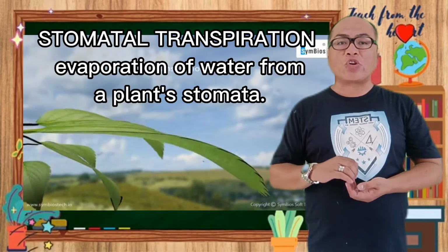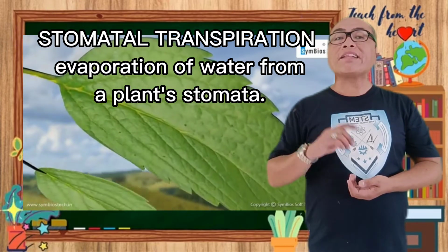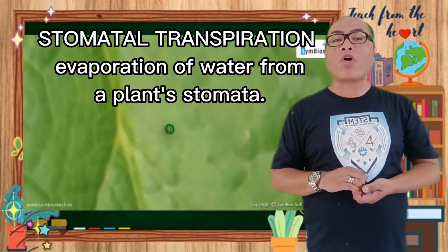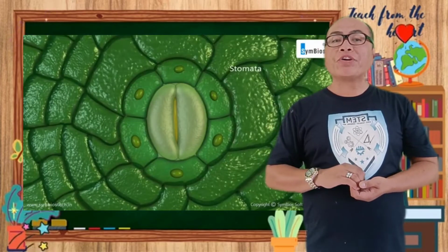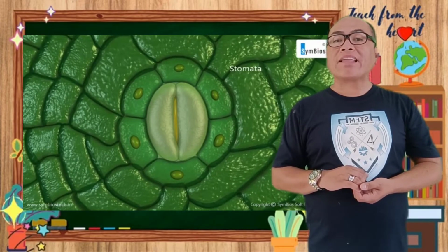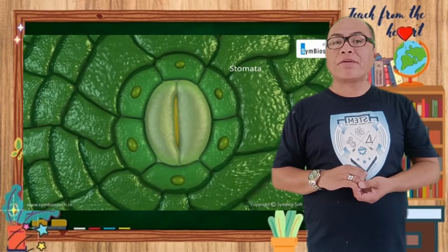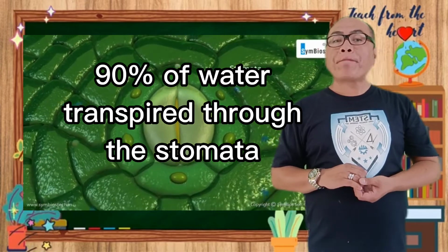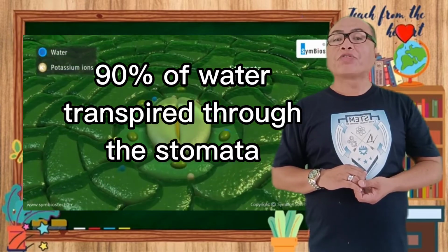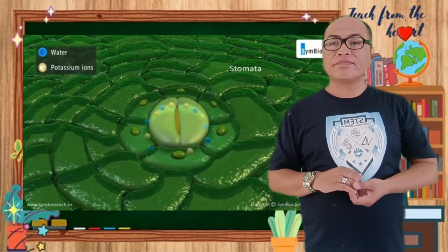Stomatal transpiration. Stomatal transpiration is the evaporation of water from a plant's stomata. Most of the water that is transpired from a plant is transpired this way. At least 90% of the water transpired from a plant's leaves exits through the stomata.